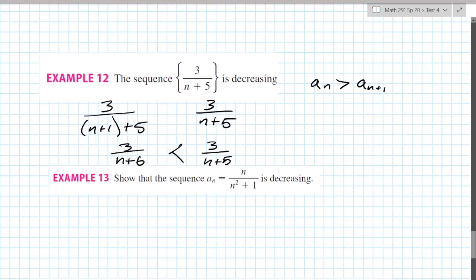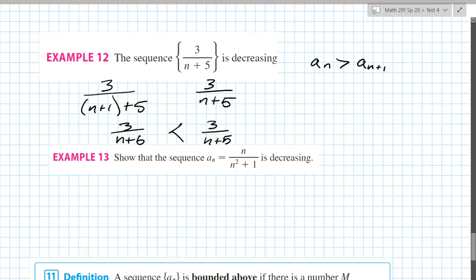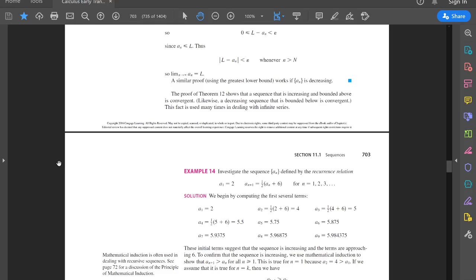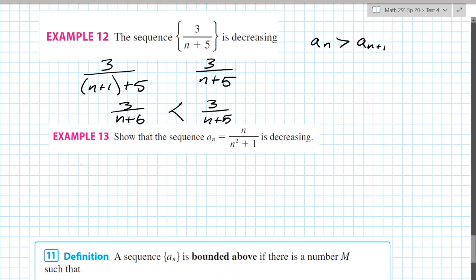So how do we show that this next one is decreasing? Well, what we want to see is that a sub n is larger than a sub n plus 1. Hopefully we're going to come to something that shows that this is true. That is, if we have n over n squared plus 1, we want to see that that is greater than n plus 1 over n plus 1 squared plus 1.